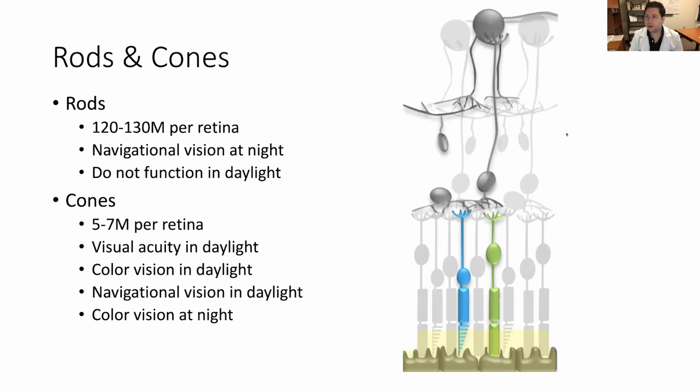I think if anyone here has a background in ophthalmology, as probably most of you do, you know about rods and cones. You know that rods comprise the vast majority of light-sensitive photoreceptors in the retina, over 120 to 130 million rods per human retina, and are important for our navigational vision at night. They do not function in daylight or bright light conditions like I have in my office or on a bright sunny day. Cones are a minority of light-sensitive photoreceptors, but they are very, very important. They give us our visual acuity, our color vision, and our navigational vision in daylight.